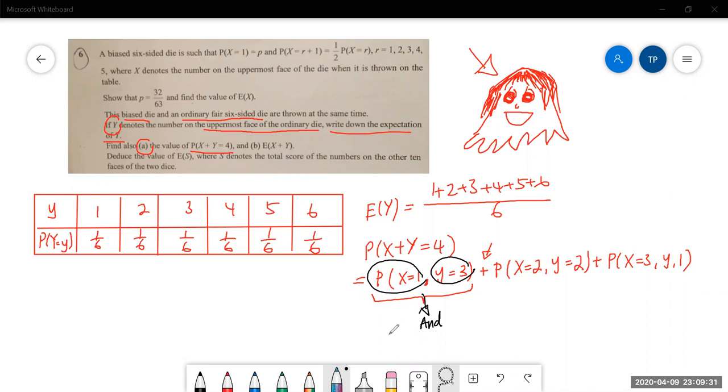It means I need to find... I'll be using, because now I still don't know what's the value of p, because I don't have the... Sorry. I know. So it will be 32 over 63 times, because I say and, so it'll be times. Probability of getting y equals 3, which is over here, will be 1 over 6. Right? Because I said and. Then the next one, so I plus or.